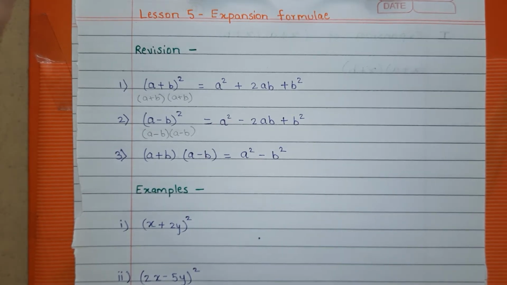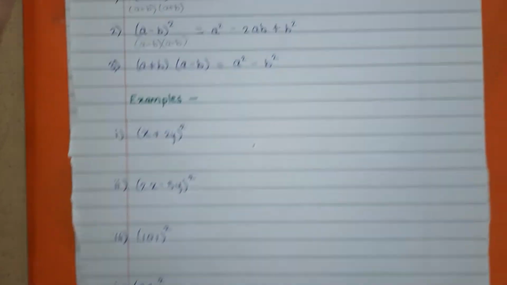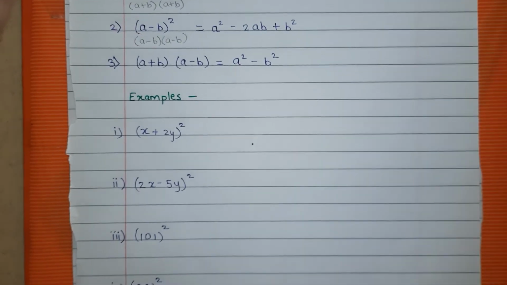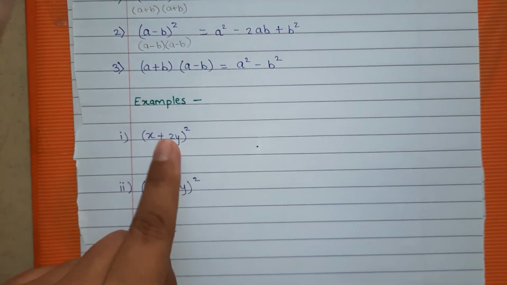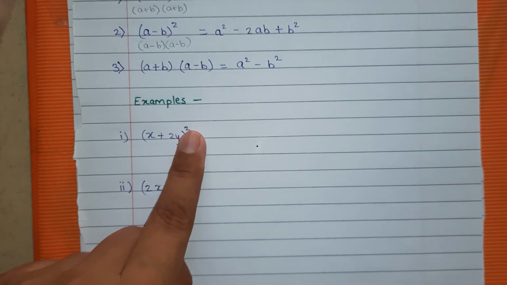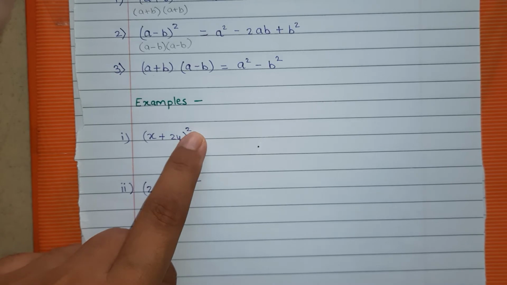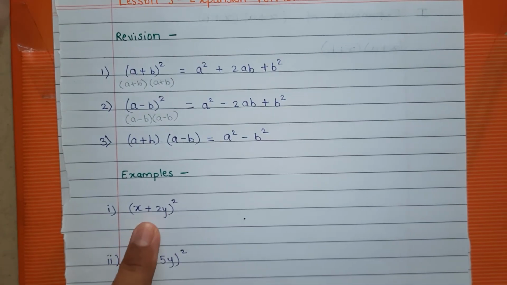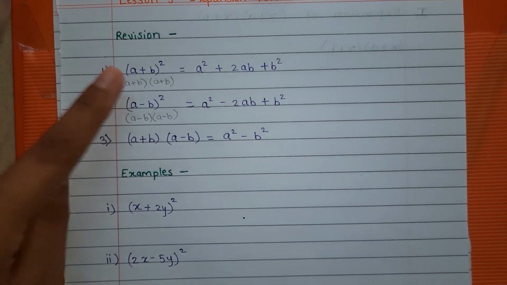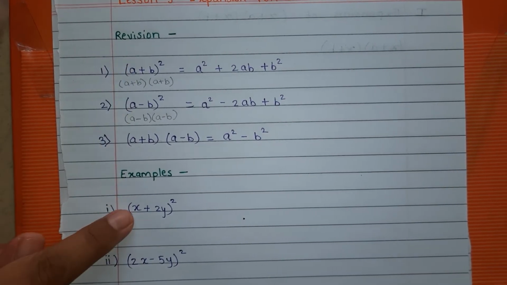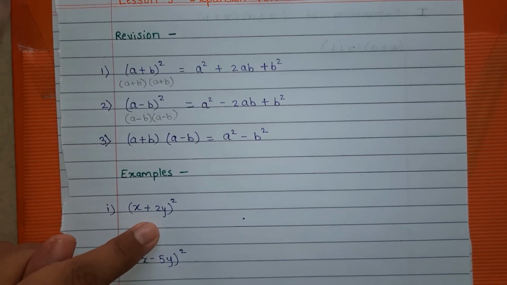Understood? Now based on this we have solved some examples in the previous class. So let's take a quick revision of those examples. First one is (x + 2y) whole square, means addition is there, two terms are there and whole square. So this question is like the first formula. Here a is x and b is 2y.